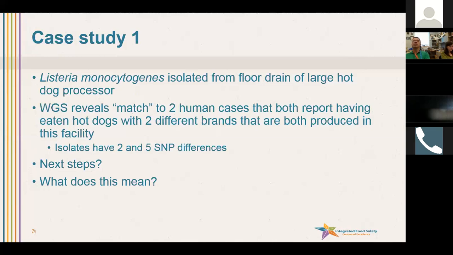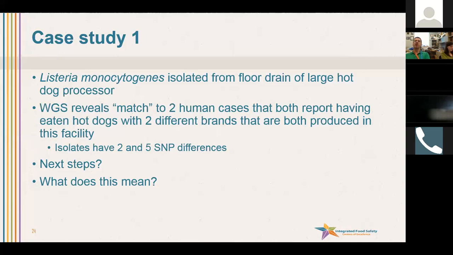Okay, so here's case study 1. We find Listeria monocytogenes in the floor drain of a large hot dog processing facility. Big facility, makes 50, 100,000 packages a day. We find it in the floor drain of that facility. It is the year 2017, so USDA wants to have this isolate as one of their routine swabbing events that they do in these facilities. They perform whole genome sequencing.